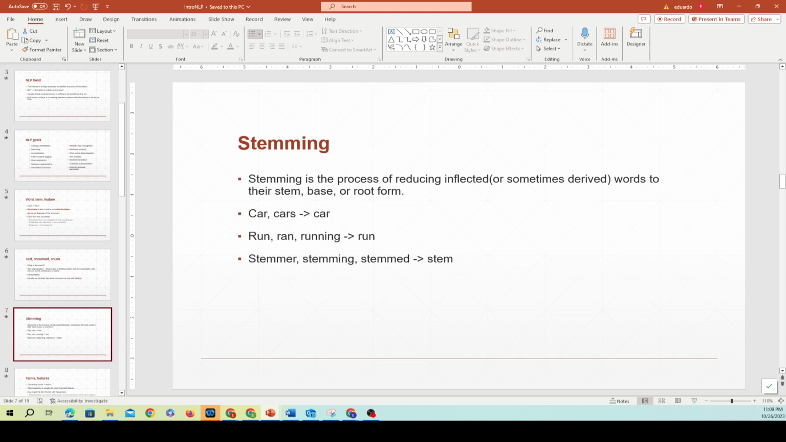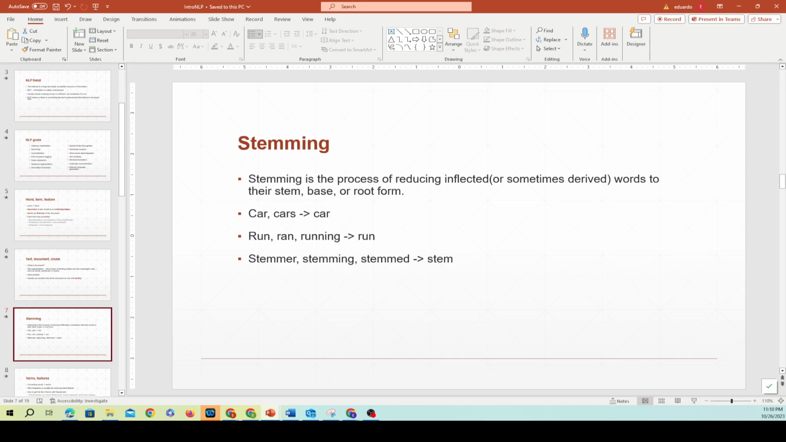Stemming, the process of stemming, is reducing inflected words to their stem, base, or root form. For example, car in cars, the stem word is car. Run, ran, running, the stem word is run. Stemmer, stemming, stem, the stem word is stem.